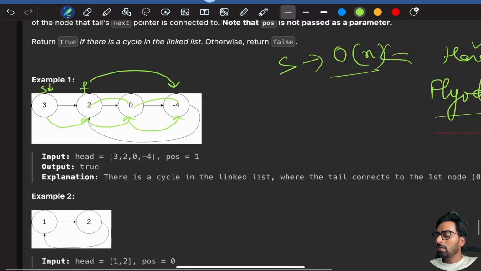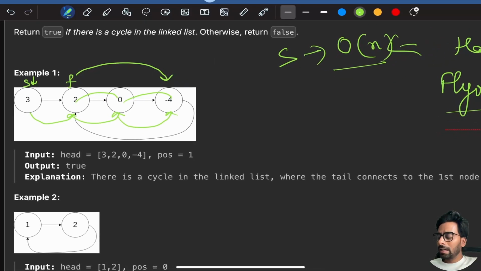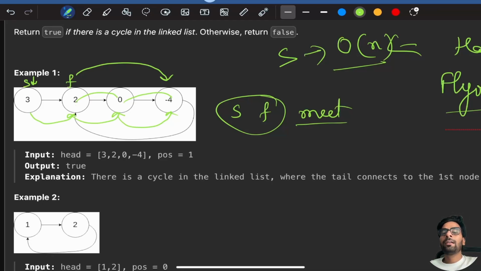So what happens according to the algorithm? It says that if there is a cycle, then the slow and fast pointers will meet at a point. But if there is no cycle, then they will not meet and will just end our traversal. So in this case, fast will come here. Since fast has reached the end of the linked list, it will just stop and not go further. By the time fast goes to the end, slow will be on the second node. That means they are not meeting and there is no cycle in it.